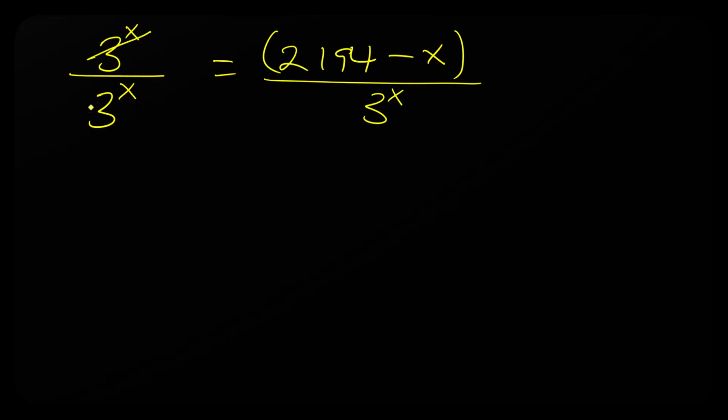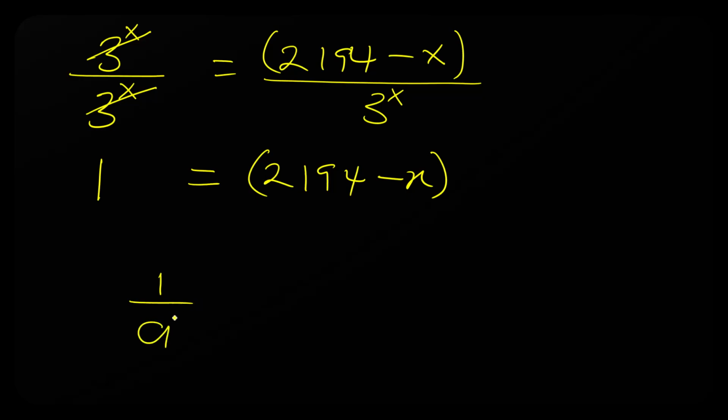So this side will go, I'll leave it 1 here. So we have 2194 minus x. Now I want to write this one in linear form. So let's follow this rule: 1 on a raised to n is the same as a raised to minus n. So this side will be 3 to the power minus x.